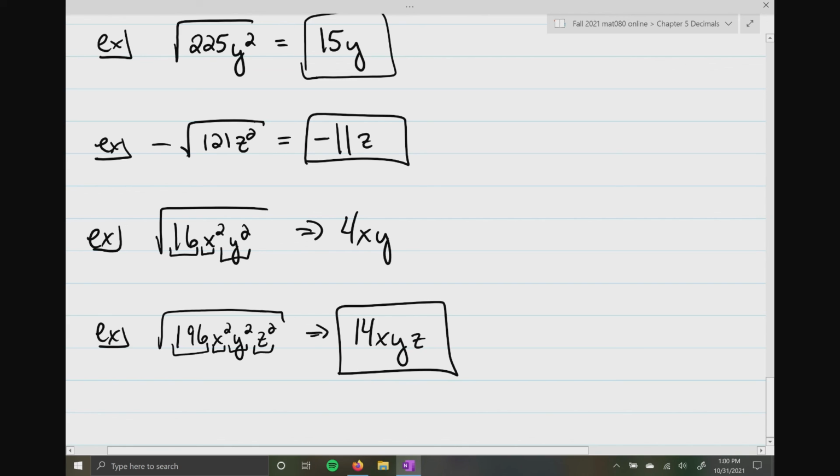All right? And that's going to be it for this video. So I hope this was informative. They do get more complicated, but you won't see that until MAT080. For now, just know the square root of a number is a perfect square. And then if you have variables, just look at the exponent. If it's a 2, just rewrite it as a variable with just one exponent.